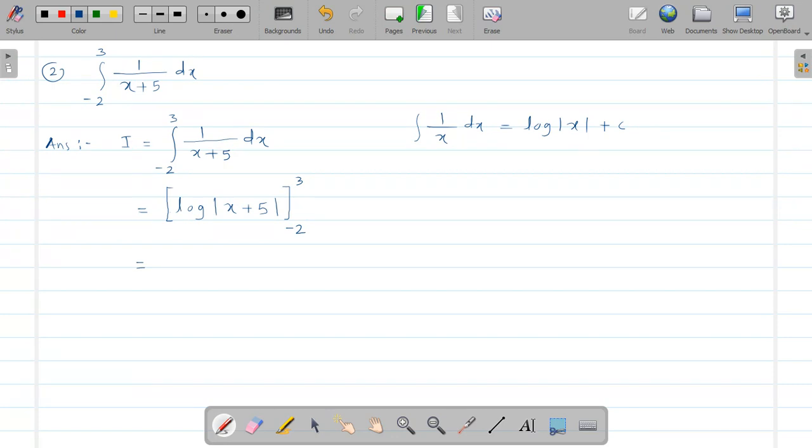Now by the procedure, first of all I have to put the upper limit in place of x. So we get log of modulus of 3 plus 5, then minus I have to put log of modulus of, here in place of x I will put the lower limit, so minus 2 plus 5. Okay, now see the calculation here. We get log of 8 minus log of 5 minus 2, that is 3, and hence by the logarithmic rule this can be written as log of 8 upon 3.